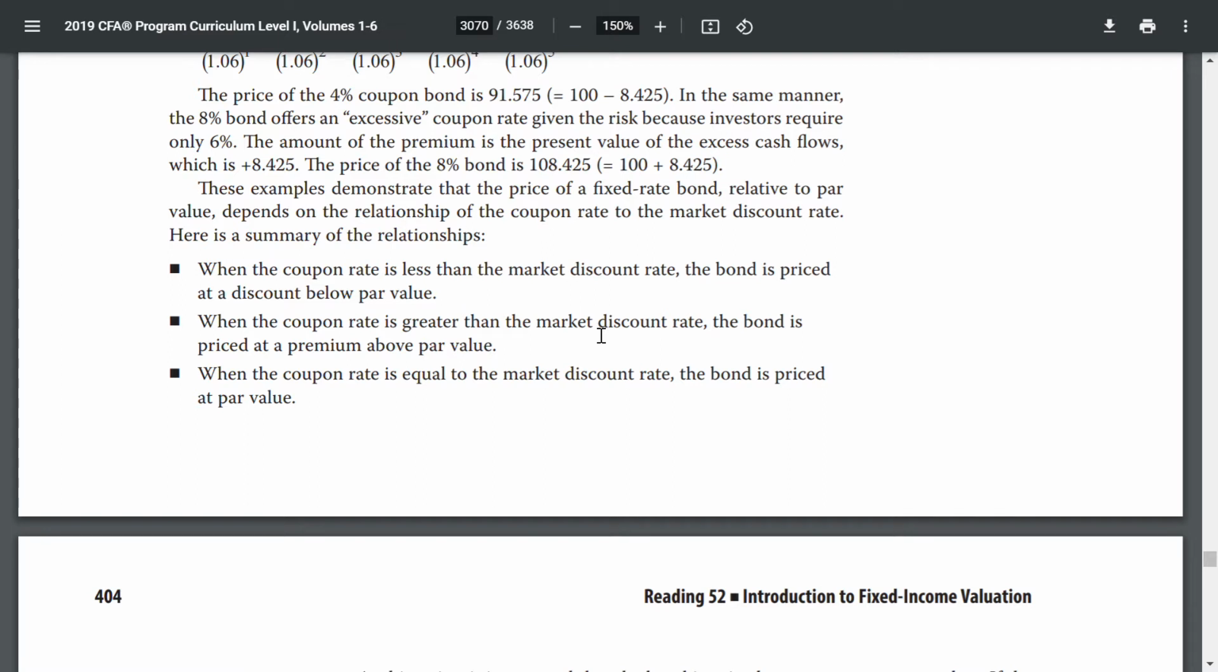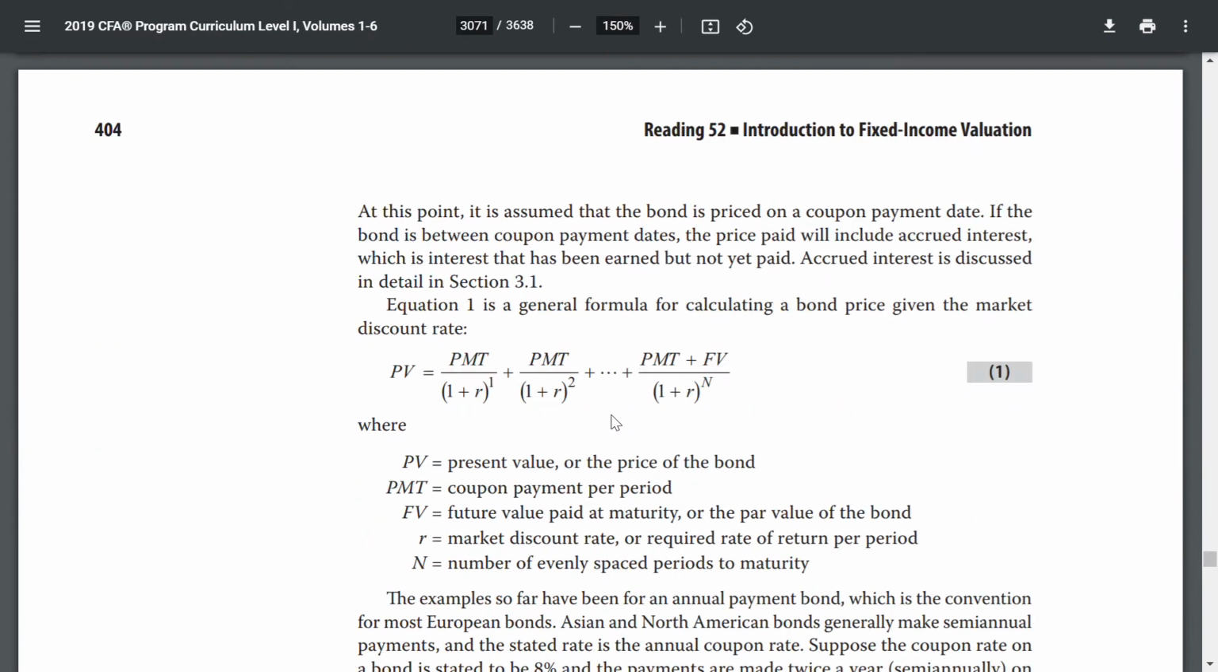When the coupon rate is less than the market discount rate, the bond is priced at a discount below par value. When the coupon rate is greater than the market discount rate, the bond is priced at a premium above par value. When the coupon rate is equal to the market discount rate, the bond is priced at par value.